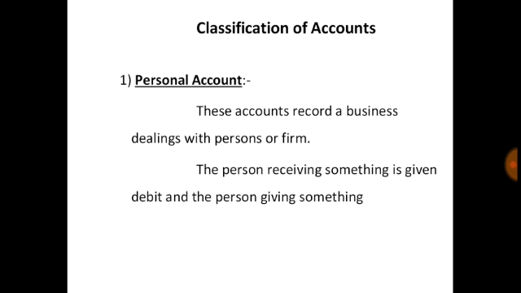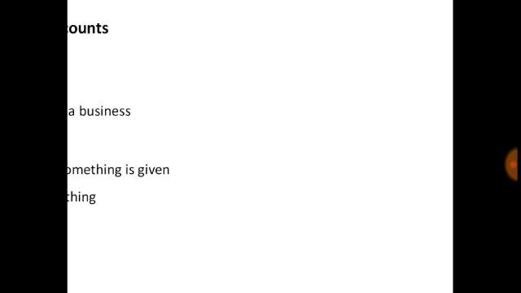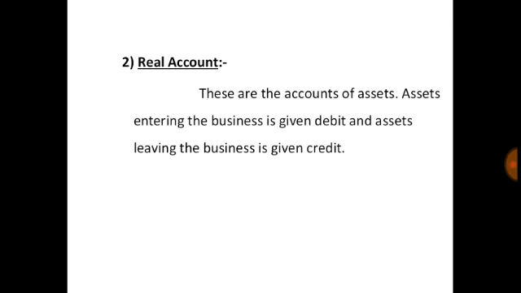Real accounts are the accounts of assets, which show our resources: land, building, plants, machine, goodwill, patent, trademark. If the assets are entering into the business, it is given debit, and if the assets are leaving the business, it is given credit. And the third one is nominal account.